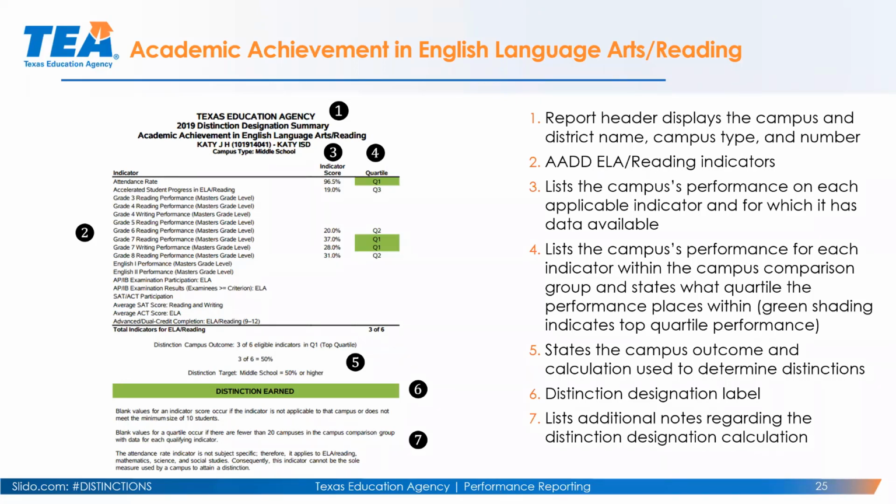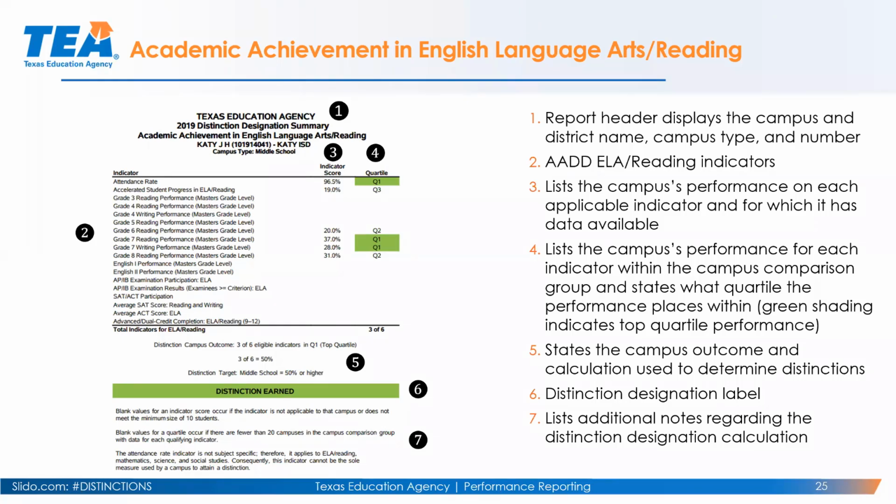So let's look at our example here. We have a junior high campus. We have data on 6 different indicators. We see the indicator score, and then we see how this campus performed against its campus comparison group and whether or not that particular indicator scores within Q1, Q2, Q3, or quartile 4, Q4. The total count would be 3 indicators out of 6 that are in the top quartile. So 3 out of 6 indicators in quartile 1. 3 out of 6 is 50%.